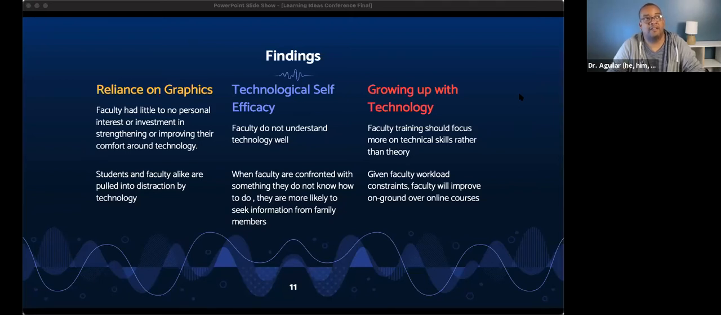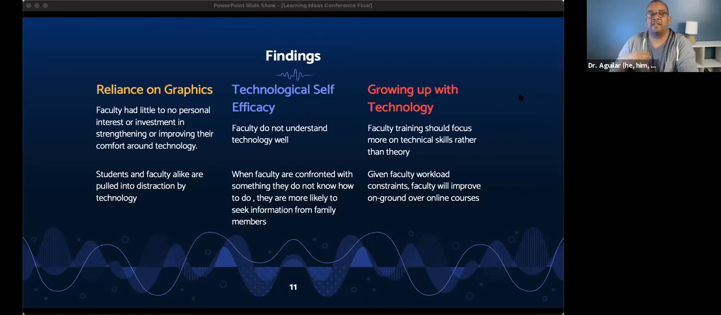And in terms of faculty's understanding, faculty acknowledged in the quantitative data that they don't understand technology very well. If you think about it, in some ways, people know how to use the basics of their iPhone to do what they need to do, but they don't understand that it's a computer that can do a lot more than what is expected. And going back to the personal interest, they don't have interest in going that further. When they're confronted, and this we found the most interesting thing, when they are confronted with something they don't know, they turn to family members, grandchildren or their children to help them with technology.